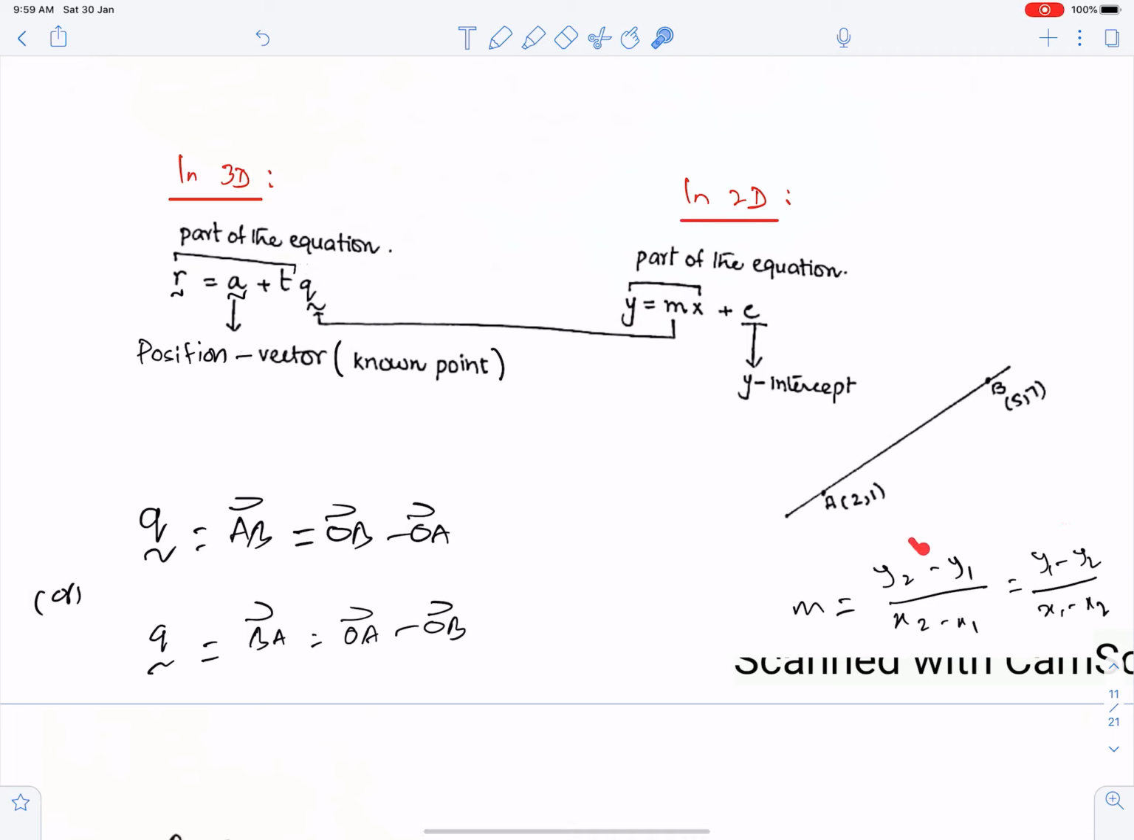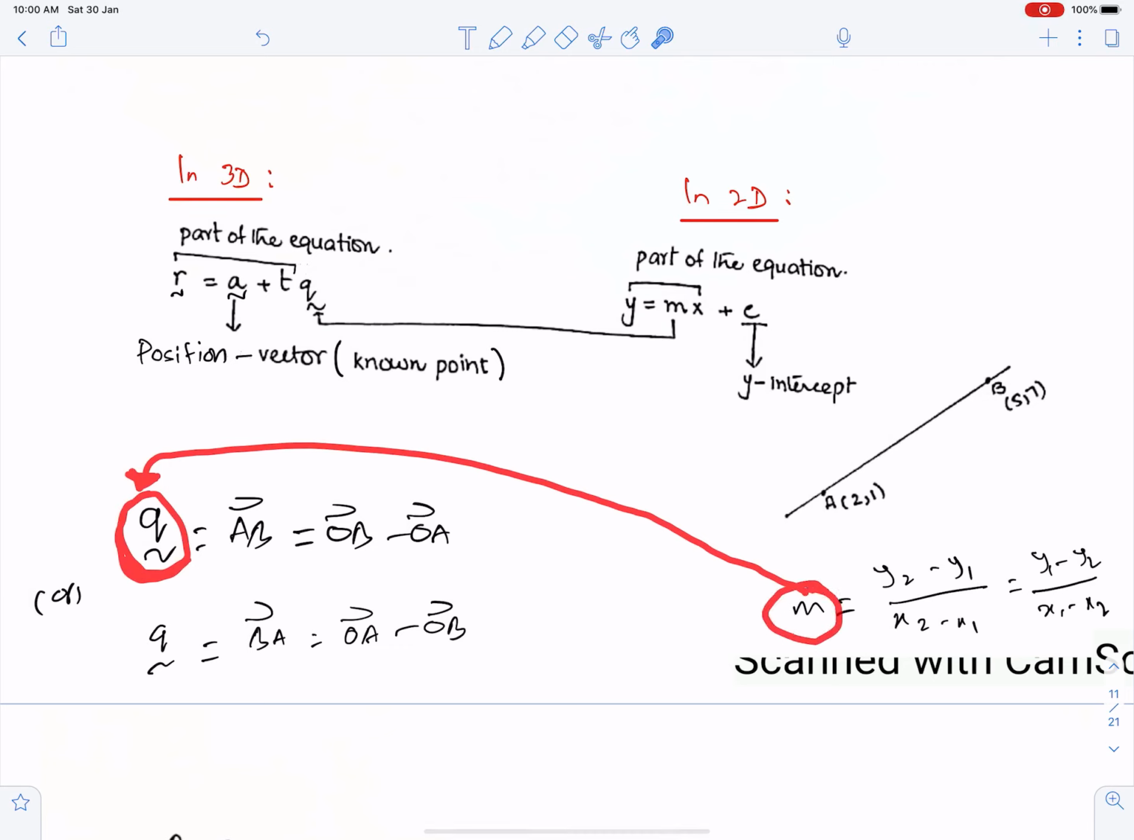Since this formula is in two dimensions, we are unable to find the equation of a straight line in three dimensions in xy form. There is no formula of gradient. Therefore, we use vectors for the equation of a straight line in three dimensions, because the alternate of the gradient in vectors is the direction vector. This q means the direction vector of the line, and this is the alternate of the gradient.